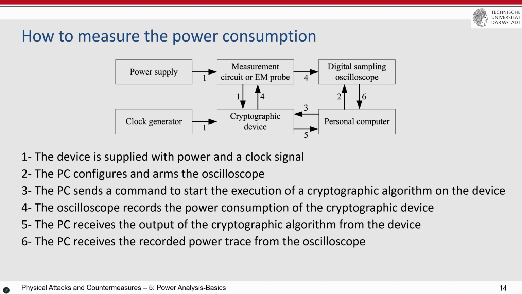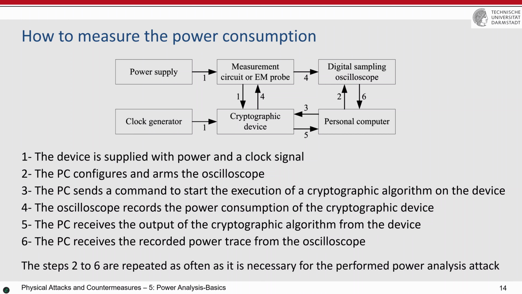Then the PC also receives a recorded power trace from the oscilloscope, and then I store them in a file or somewhere, and then you repeat this process from step 2 to 6 as many times as you want. This might be super slow depending on the architecture, depending on the way that you measure, and so on. But in the lecture, we do not deal that much with the measurement facility and measurement setup and how to speed it up.